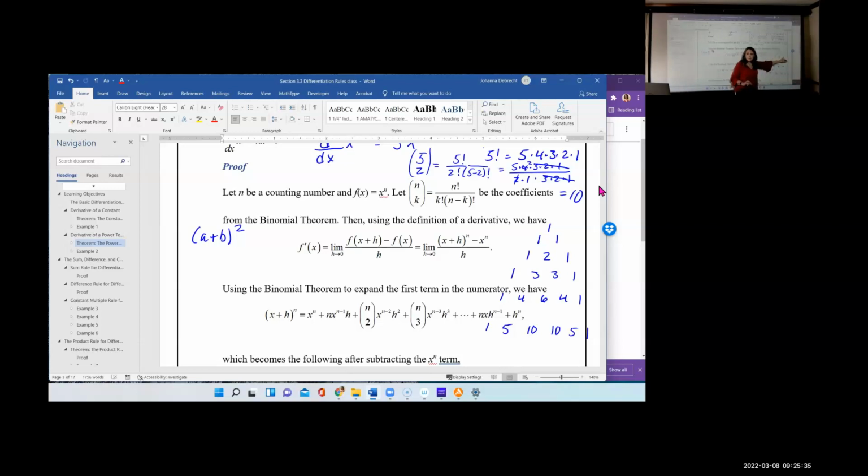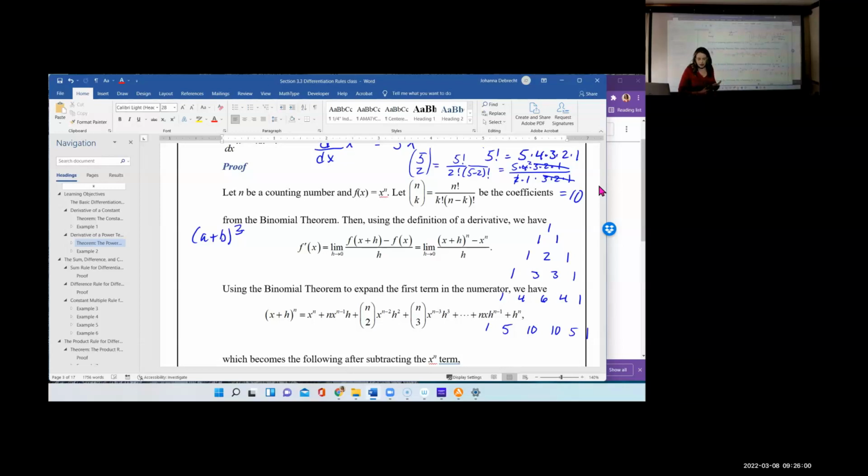Does everybody see that? If you took a plus b and you cubed it, your coefficients are going to be 1a cubed, plus 3a squared b, plus 3ab squared, plus b cubed. That's the way the triangle works. So it generates those coefficients.